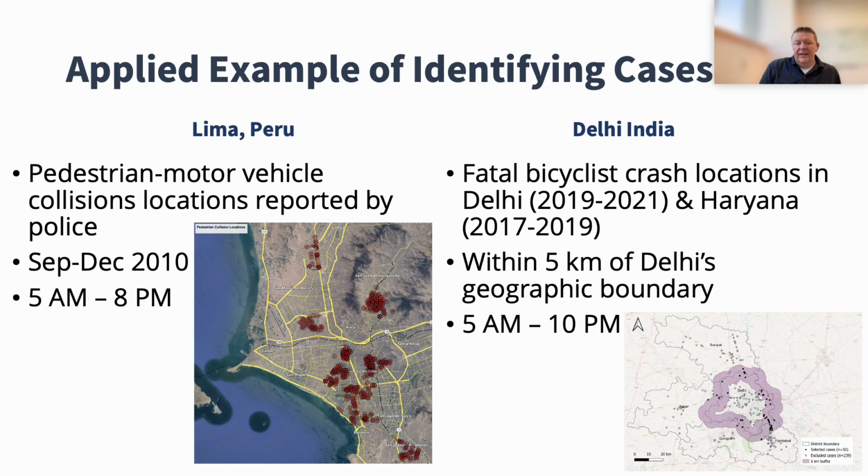So an example of these two studies, in Lima, Peru, the pedestrian motor vehicle collisions were located from police records. They were specifically from September to December of 2010, and they had to occur between 5 a.m. and 8 p.m. to be eligible for the study. In the case of the India study, the crash locations had to be within Delhi or Haryana and within 5 kilometers of Delhi's geographic boundaries to get to the peri-urban area. And their study time of eligibility was 5 a.m. to 10 p.m.